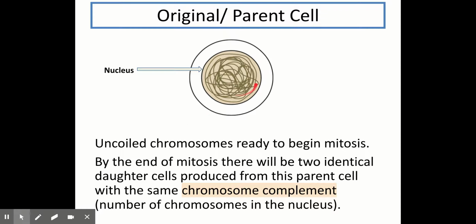This bit in the middle, this bit that's shaded in here, is the nucleus, and it's filled with uncoiled chromosomes ready to begin mitosis or cell division. By the end of mitosis, there will be 2 identical daughter cells produced from this one with the exact same chromosome complement or number of chromosomes within the nucleus. So by the end of this, we should see 2 daughter cells which are identical.